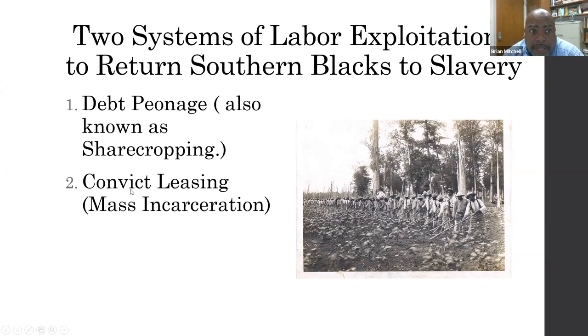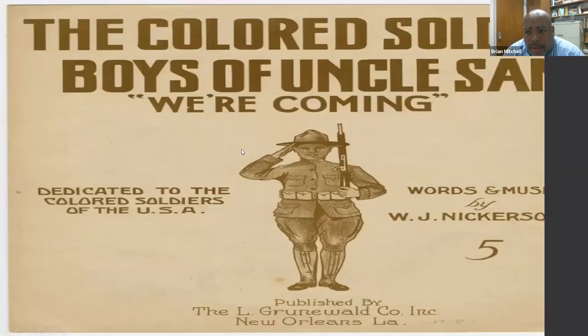The other form of exploitation that was meant to capture labor from African Americans once again was a convict leasing system. So mass incarceration was a loophole in the 13th Amendment that allowed slavery to exist in the United States as a punishment for crime. This existed all the way throughout Southern history from Reconstruction till we get to the point of 1917.